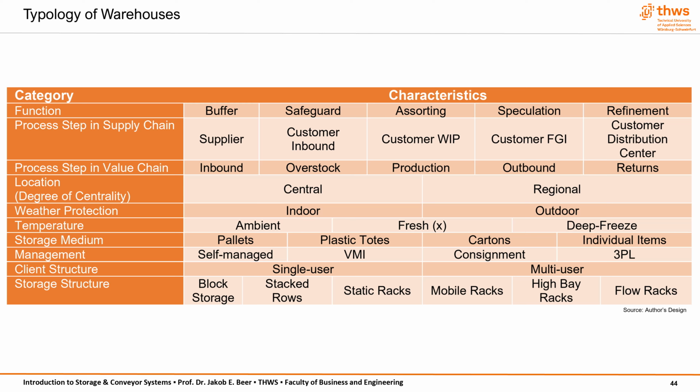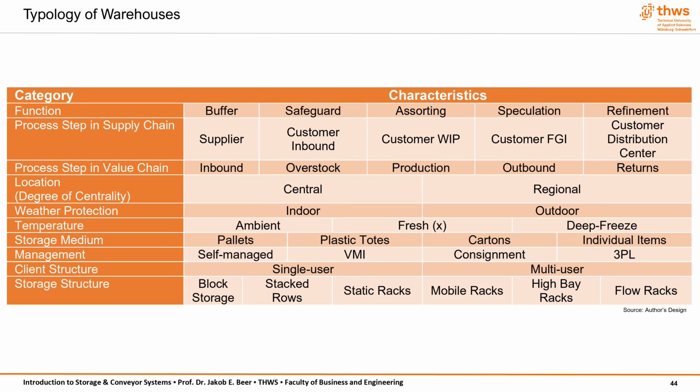A safeguard warehouse serves a similar purpose, but with a stronger focus on risk mitigation. For example, a manufacturer may keep critical spare parts in a safeguard warehouse to ensure production continuity in case of a supply disruption. Assorting warehouses play a very different role. They consolidate and prepare goods for downstream processes. You'll often find them in automotive or electronics assembly, where components from different suppliers are combined into kits. Also, the very common order picking in distribution centers falls into this category.